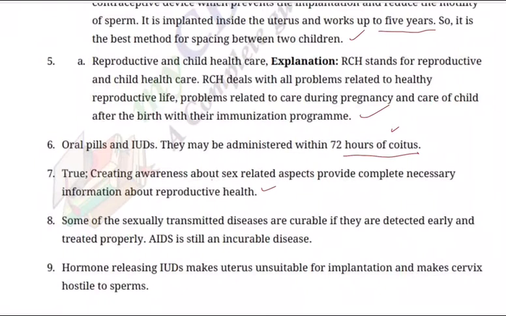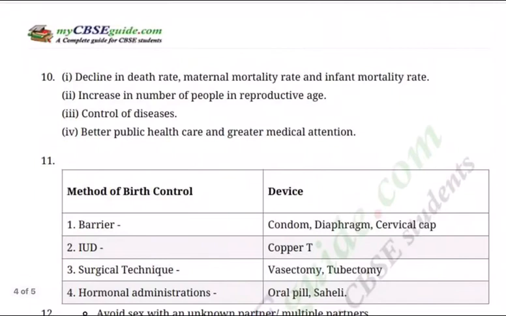Question number 8. Some of the STDs, sexually transmitted diseases, are curable if they are detected early and treated properly. AIDS is still an incurable disease, but a day is very soon when we can find medicine even for AIDS through biotechnology. Question number 9. Hormone releasing IUDs make the uterus unsuitable for implantation and make the cervix hostile to sperms, so all the sperms will be killed. That's how they work.